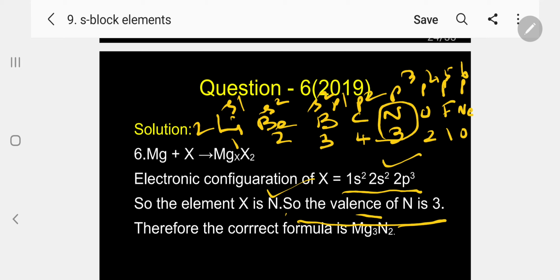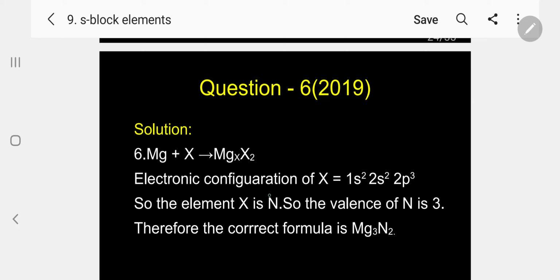The common valency. In terms of oxidation state, +1, +2, +3, +4, and when you come this side, -3, -2, -1, 0. This is the oxidation state. So we have easily identified two things. From the electronic configuration, nitrogen is the element.